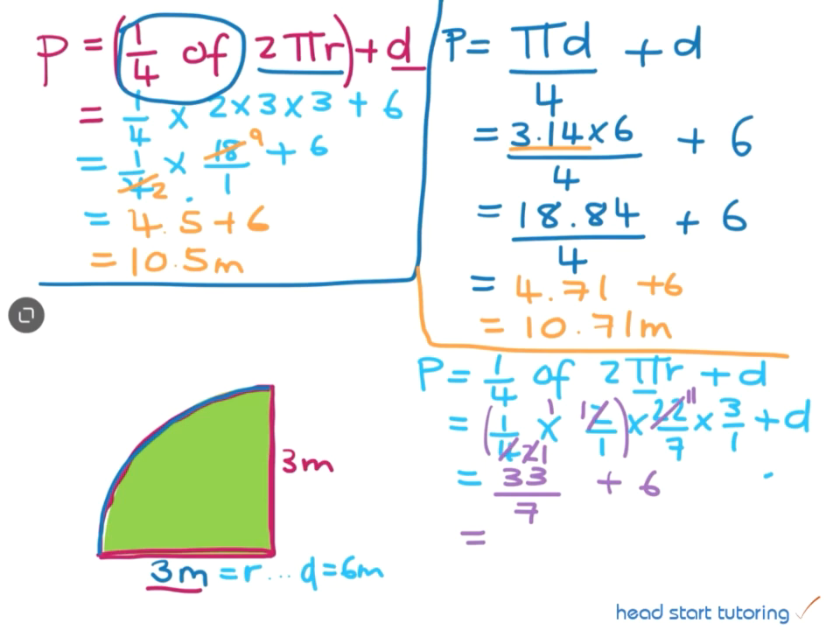So 33 over 7, or 33 divided by 7, is equal to 4.71 if we just use 2 decimal places, and then we plus our 6, and we end up with an answer of 10.71 meters. So the perimeter of this quarter of a circle, when we are using pi equal to 22 over 7, is equal to 10.71 meters.